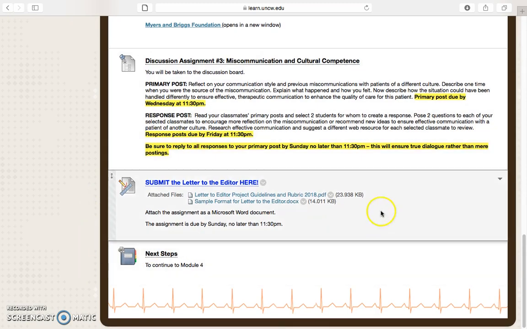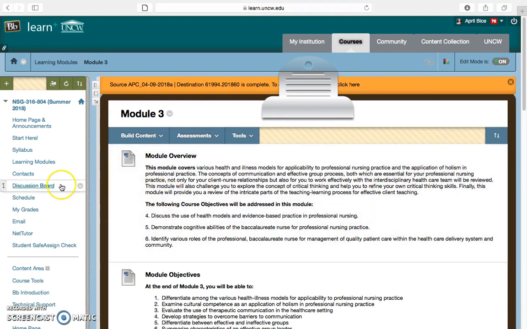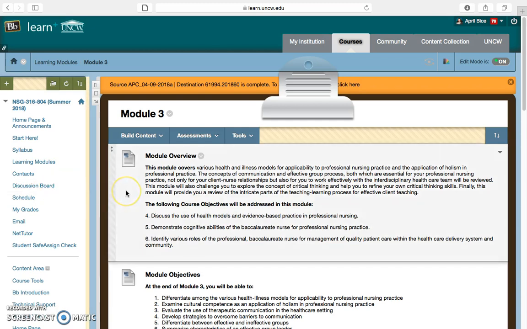And then you'll also be submitting your letter to the editor here. We have the guidelines, the rubric, and the sample letter again here for you in this drop link, please make sure that you read these very, very clearly. If you have any questions about either the format, the guidelines, or the rubric, do not hesitate to reach out to me. I am here to answer any questions. You can also, of course, always submit your questions in the discussion board course question and answer. I'm happy to help you there as well.